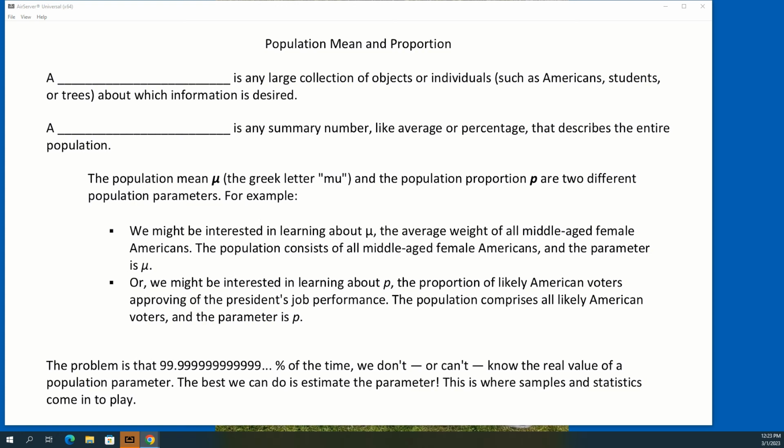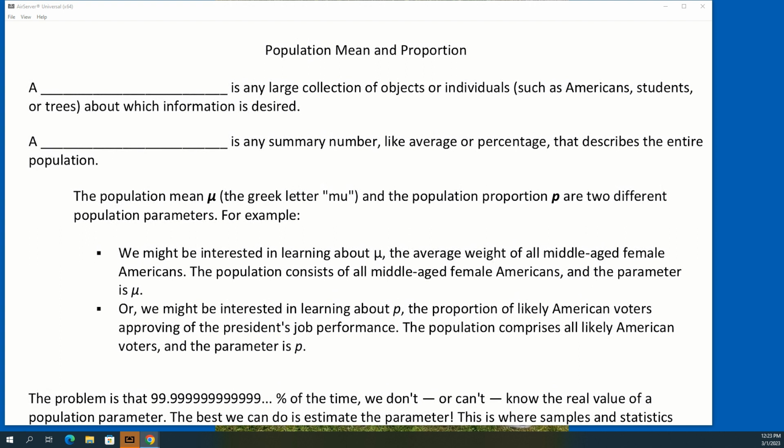All right, so we're going to keep talking about statistics, but this lesson is on population mean and population proportion. And some of these words we talked about yesterday too. So a population is any large collection of objects or individuals, such as Americans or students or trees, about which information is desired. And this next word is a word you may have never heard of before, but a parameter is any summary number like average or percentage that describes the entire population.